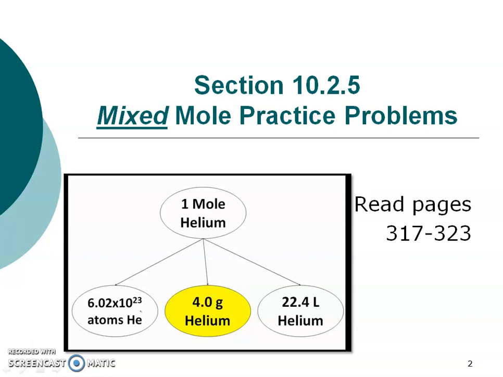This is Mrs. O'Neill for Chapter 10, Section 2, Part 5, those mixed mole problems. And I really like this little image here because it tells us that for every one mole, everything is related to one mole of helium atoms, we have Avogadro's number of atoms, we have 4 grams, that would be the mass on the periodic table, or we have 22.4 liters in volume because it's a gas in its normal gas state. So I really like this because this kind of represents that mole island I was talking to you about. So for every one mole, we could be dealing with its particles, with its mass in grams, or with its volume in liters.